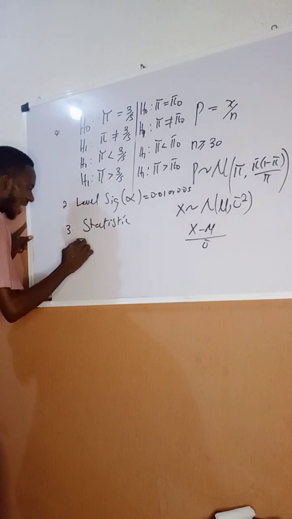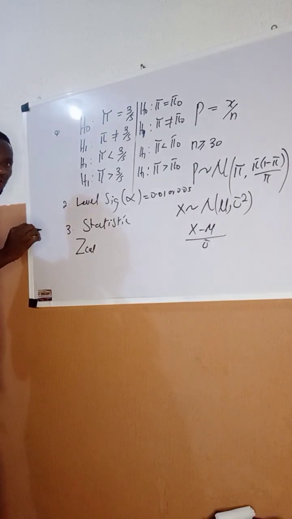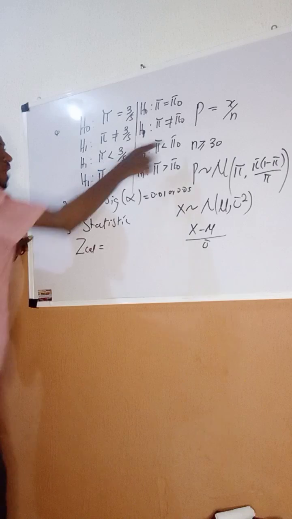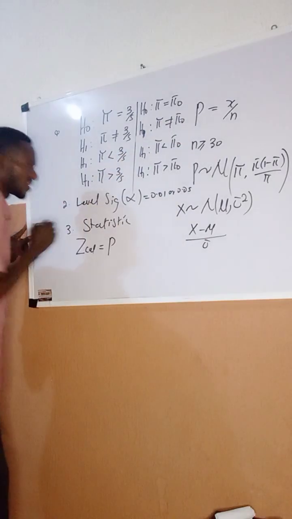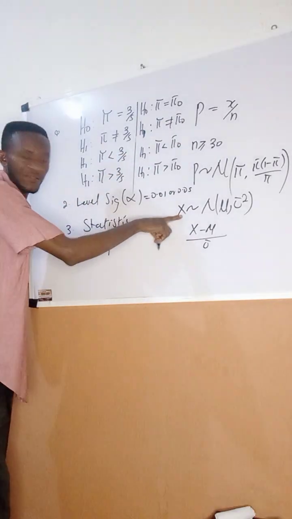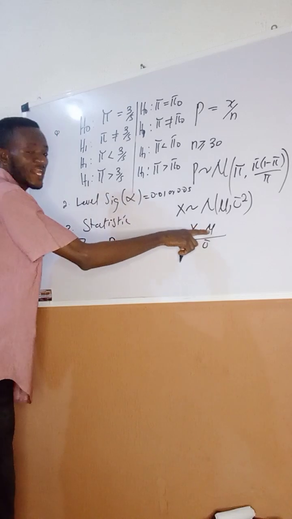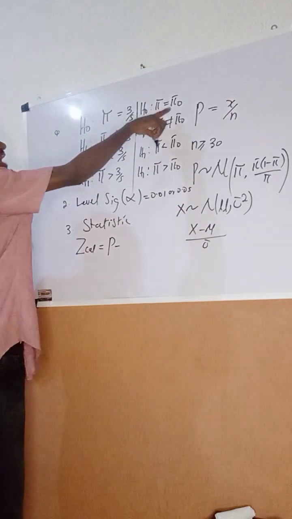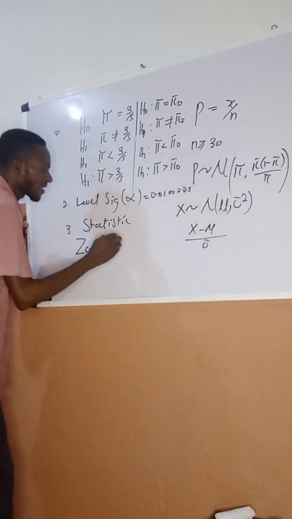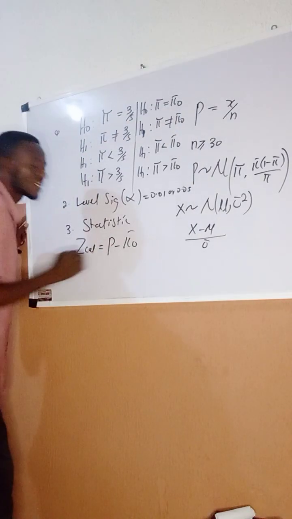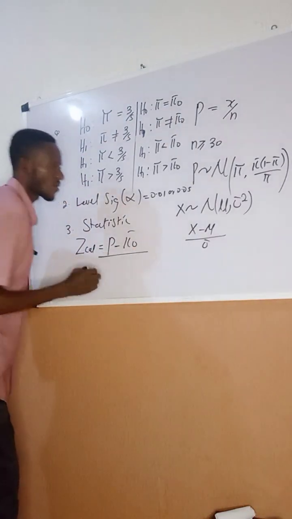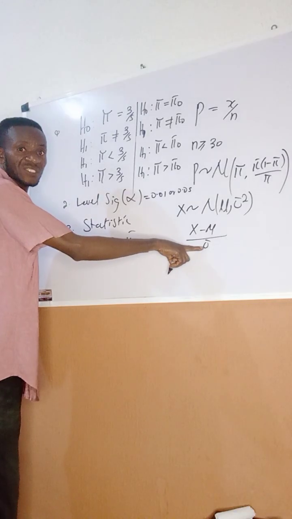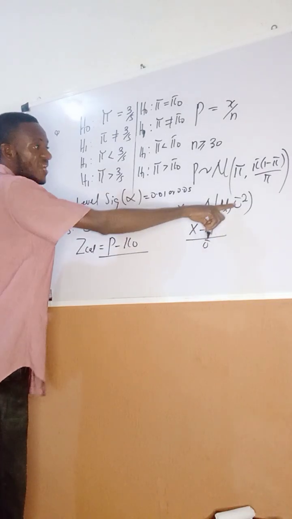So the test statistic now is going to be z cal equals, I will come here now, P, just like what I had X here, minus what I had here, which was mu, the population parameter. In this case we are discussing pi, so I will now say minus pi 0, all over what I have here is sigma, which is the standard deviation.